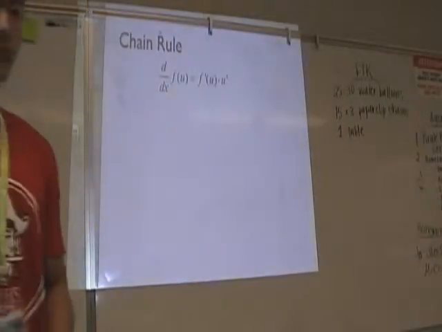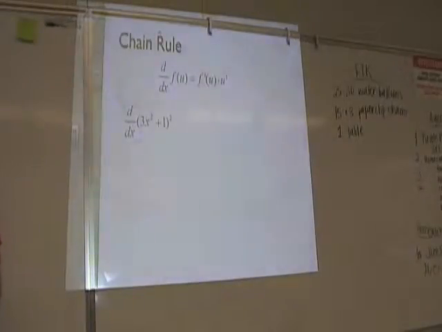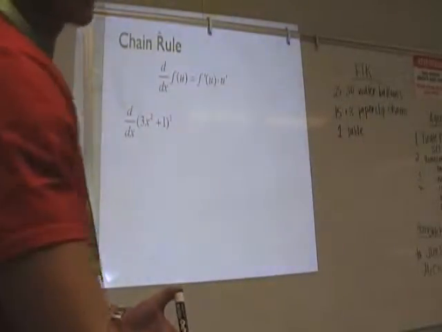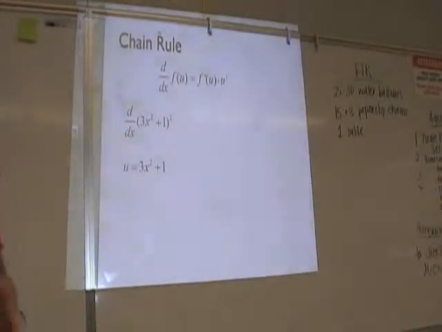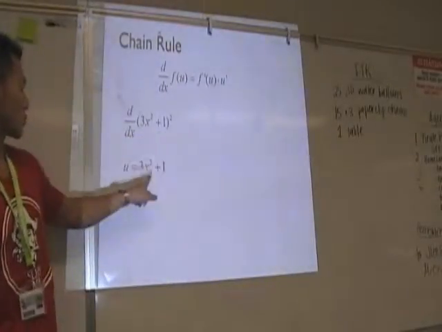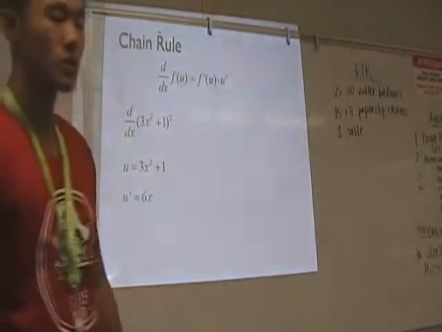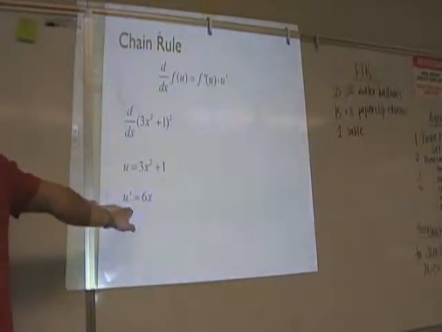For example, we have the derivative of (3x squared plus 1) squared. The function itself is something being squared. So we're going to say u is 3x squared plus 1. Okay, so this is the function right here. U is 3x squared plus 1. So the derivative of that, u primed, is 6x.